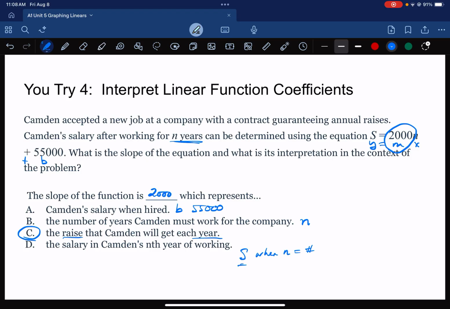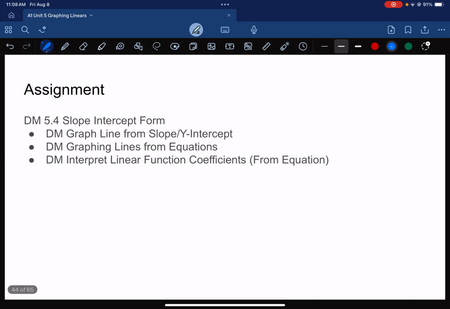Okay, that's our slope. All right, so if you look at that lesson, Delta Math 5.4, you're going to find 3 things. You're going to find a skill about graphing lines from slope and y-intercept, graphing lines from equations, and interpreting linear function coefficients. In fact, the 3 that we just looked at came right from Delta Math. They're going to look just like those.